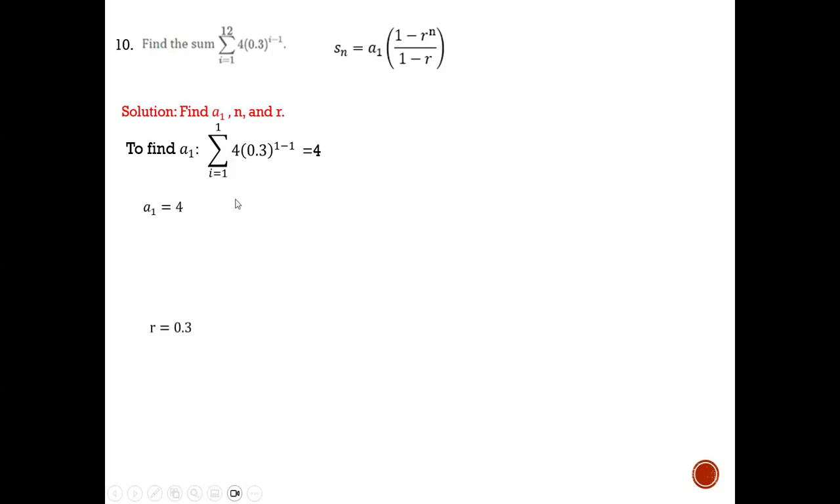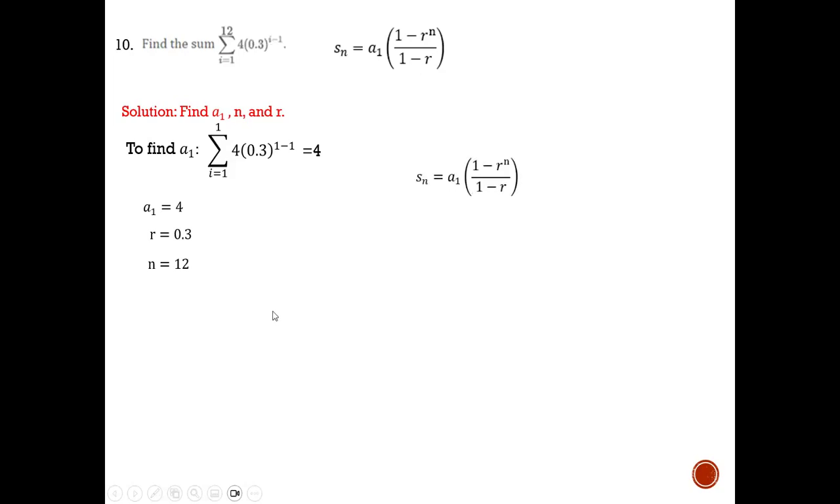Now, what is n? We'll do n. n is 12. n is the number up here. So that's how many times we're doing this. If we want the sum from 1 to 12, that's 12 terms that we want to sum up, right? So that's our n, that's the 12. And then the ratio is the number that's raised to that power. The ratio is the number that you keep multiplying each time. So it's that number you're going to see raised to that power. So it's that number right here, the 0.3.